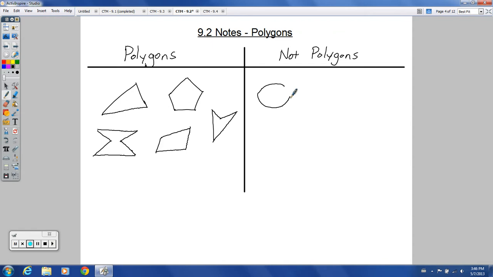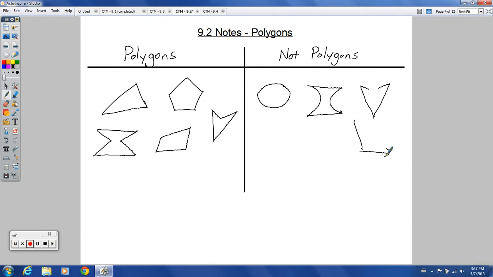Here's some that aren't polygons though. Even though this is all connected, there's no open parts, it's a circle, you cannot have curved parts in a polygon. So no curved parts are allowed. This kind of hourglass type shape, that wouldn't work either. You got some curved parts there. If you had something like this, but there was an opening or a gap in between, that's not going to work, so I purposely left a gap there.